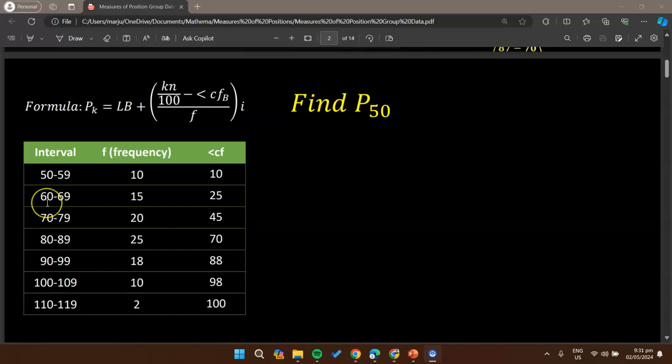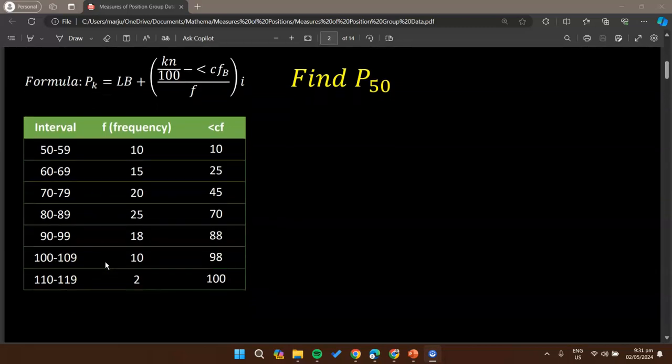Again, we have this interval from 50 to 59 and then 80 to 89, and then the last interval will be 110 to 119. And we also have here different frequencies. We have 10, 15, 20, 25, 18, 10, and 2, amounting everything to 100. We also have here our less than CF, or less than cumulative frequency.